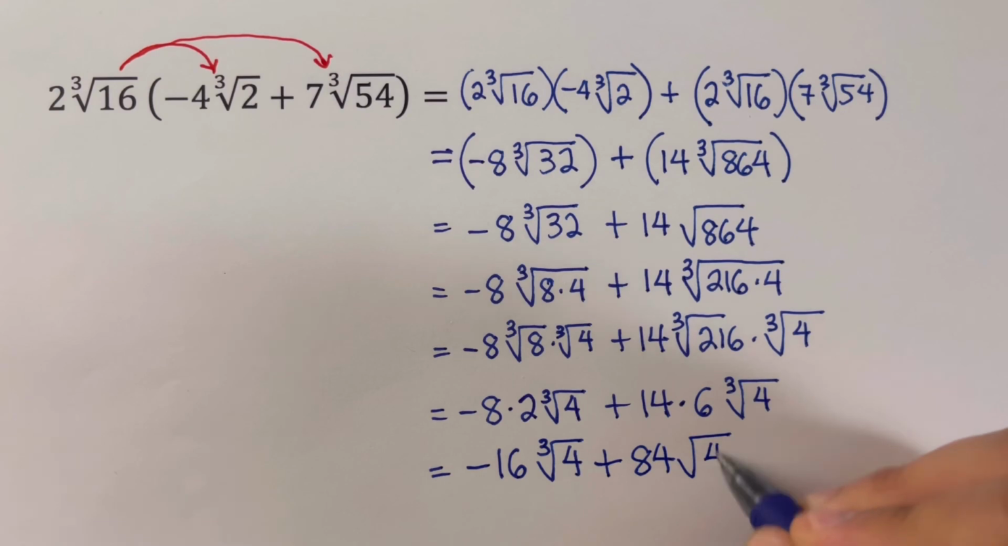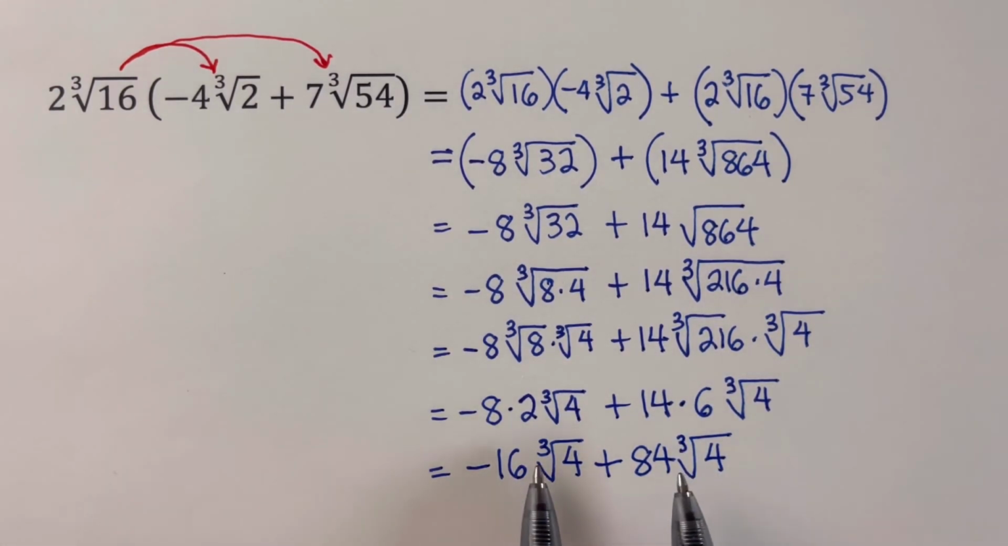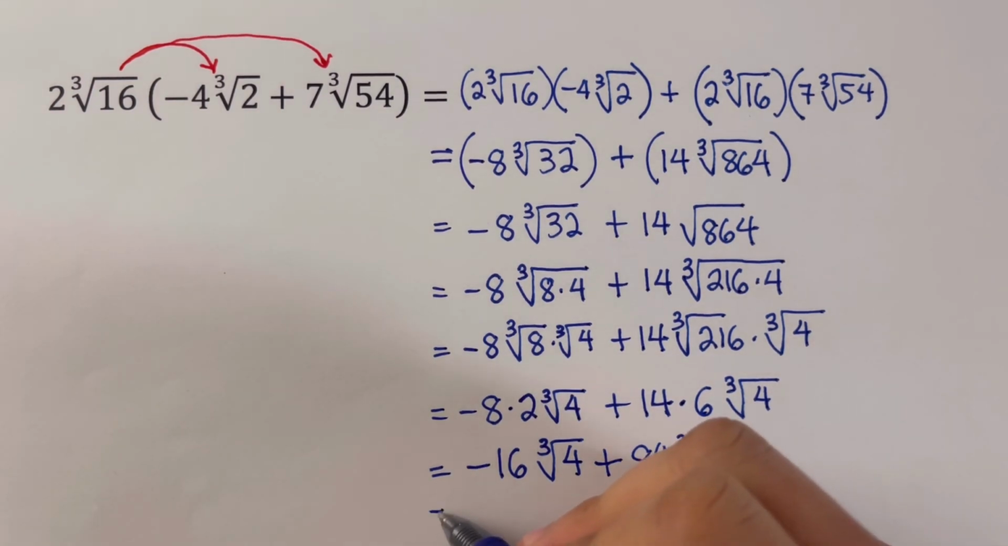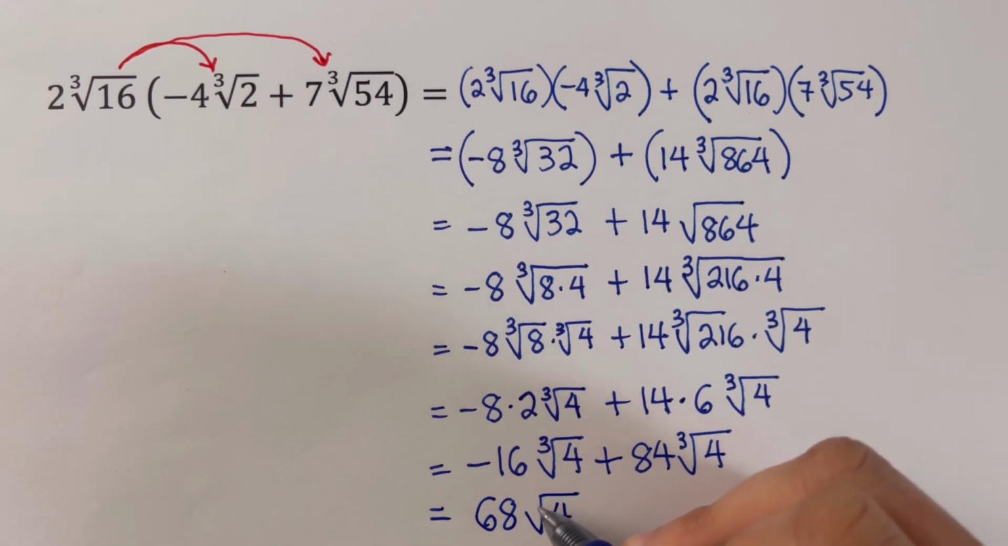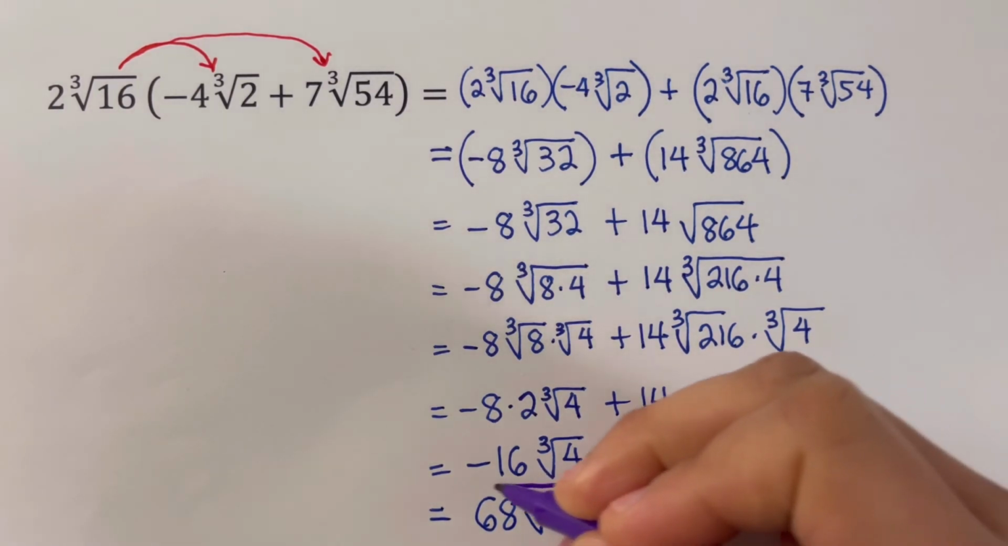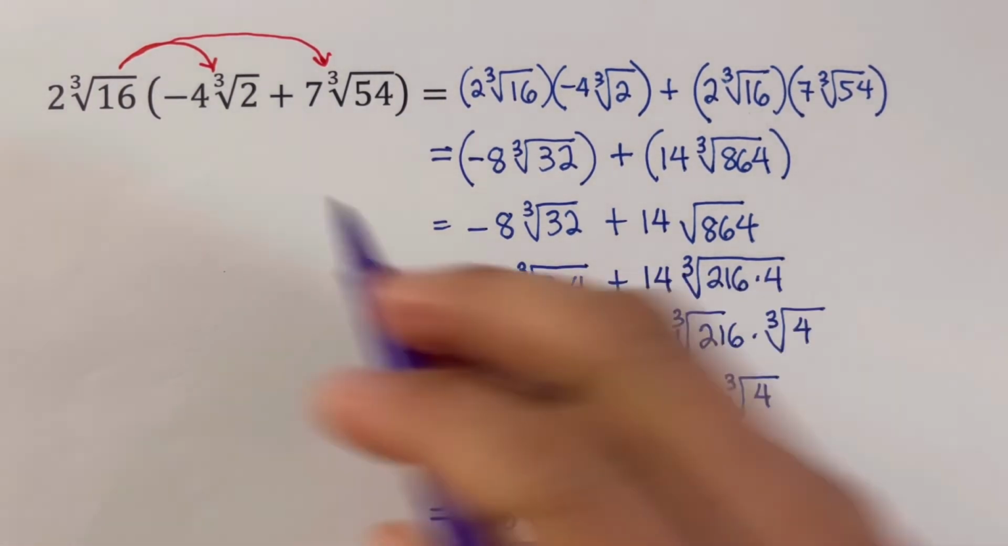Cube root of 4. Now if you notice, these two expressions have the same indices here, and they have the same radicands. So we can go ahead and simplify them. And so the final answer for this would be 68 cube root of 4. So this is the product of this expression that we have up there.